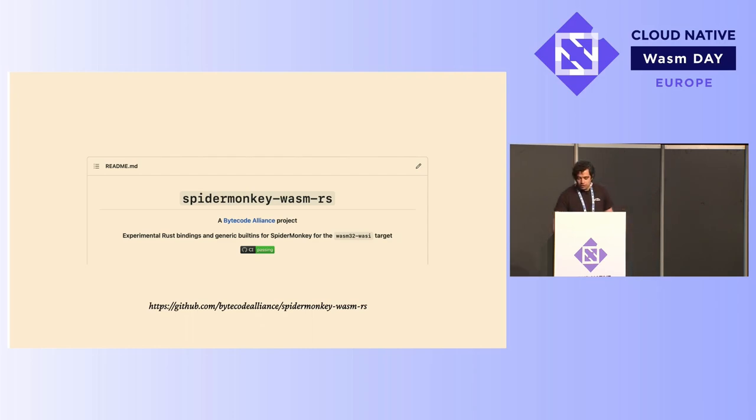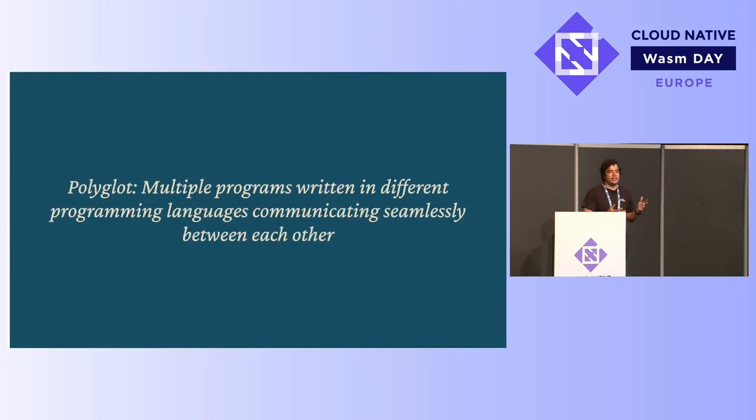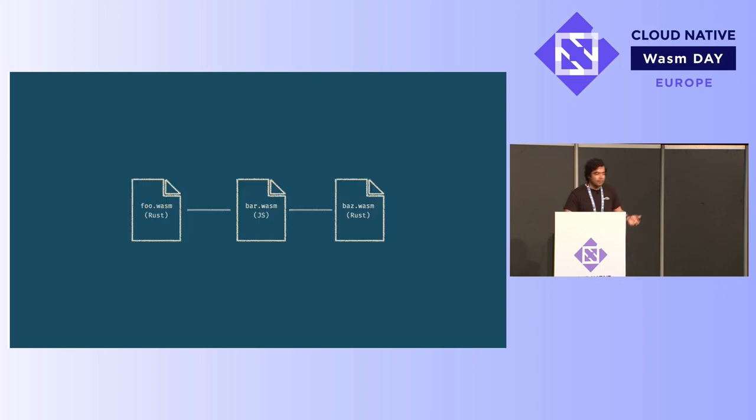So now onto the definition of polyglot. This is not a definition that's mine. It's more like a wrangling of things on the internet until something made sense. But what I mean by this is multiple programs written in different programming languages communicating seamlessly between each other. This picture might be more of what I'm looking for. So you have something written in Rust, and you can easily communicate that program with something written in JavaScript on WebAssembly, and then the same thing with another Rust program.